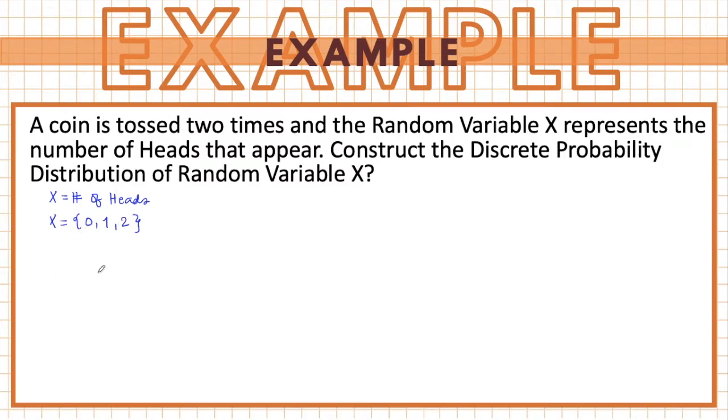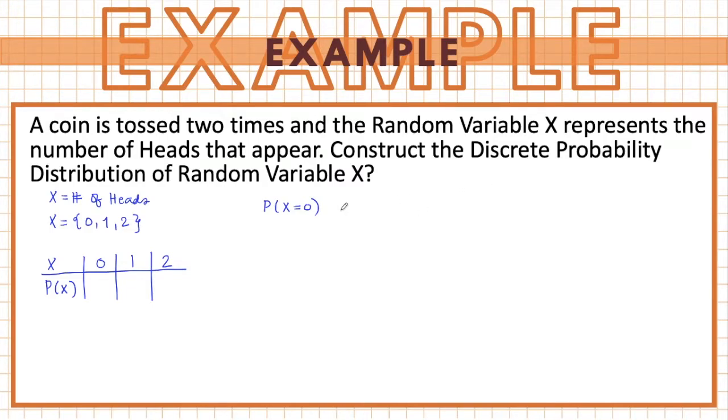Okay, next is to construct the discrete probability distribution by getting the probability of each random variable. So, we have here the table for discrete probability distribution, x and probability of x. Okay? So, we compute for the probability of each random variable. Okay, so let's start first with probability of x is equal to 0. So, ibig sabihin nito, walang heads na lalabas. Okay, so ibig sabihin ng outcome ay tails, tails.